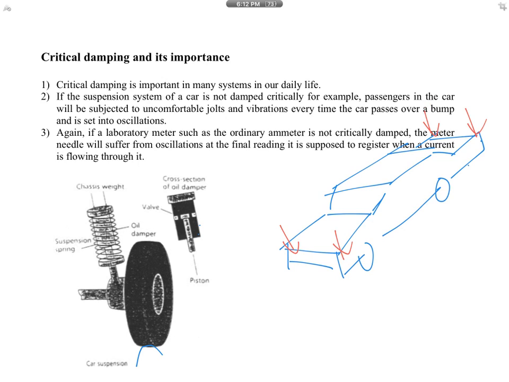Now another example of critical damping that you can use is in the laboratory meter, such as your ammeter or your voltmeter. We call them the analog meters, the ones that use a needle. That one also has critical damping, because you notice that when you connect the electrical supply, the needle deflects. When you disconnect, it comes back. That means there's a spring that brings it back. So how the spring works, it opens up and then it closes. When it opens up, it actually deflects.